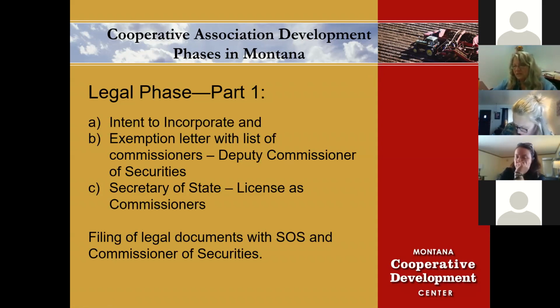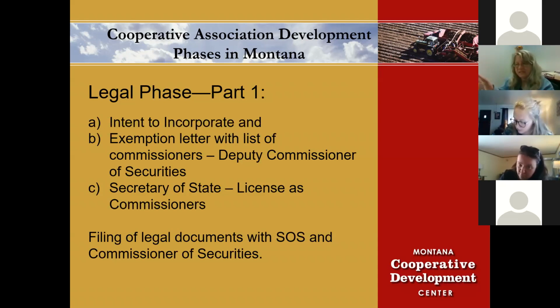And with that comes something that's called the exemption letter. Now, here's a little piece you want to jot down. The intent to incorporate goes to the Secretary of State. There's a fee for filing your intent to incorporate. At the very same time, you're going to file an exemption letter with the Deputy Commissioner of Securities. And that's just simply a letter. We have those forms here, so don't get excited about what they look like. They're fill-in forms. And that exemption letter has to include a copy of the intent to incorporate. And they're sent at the same time.